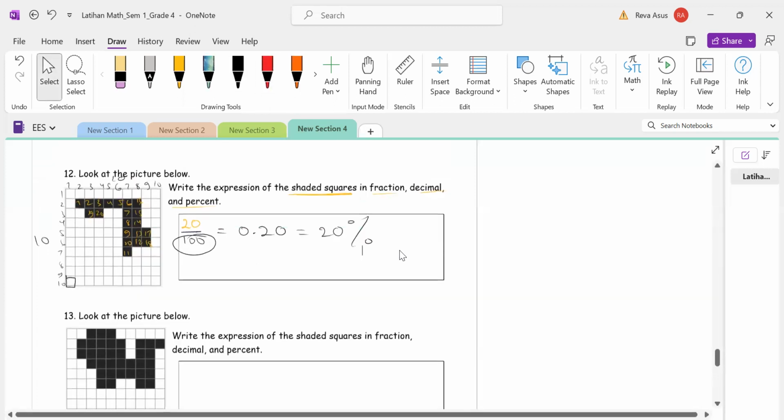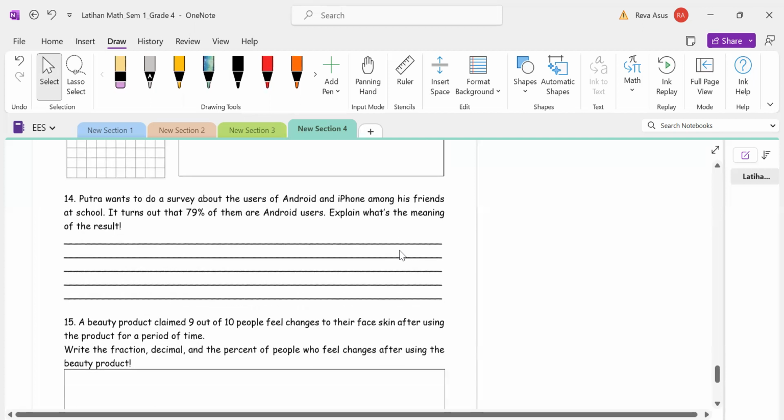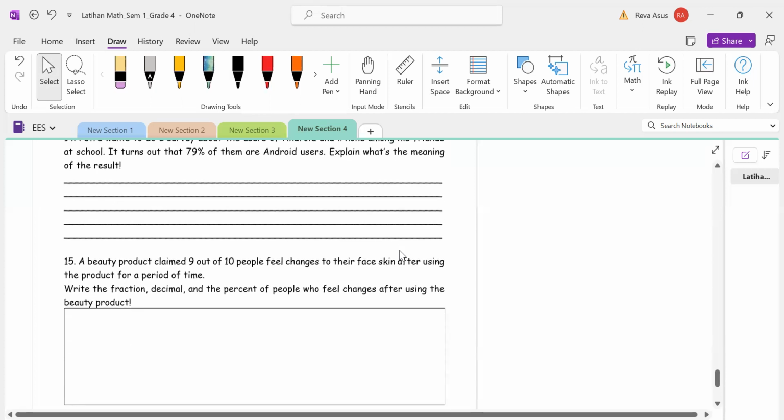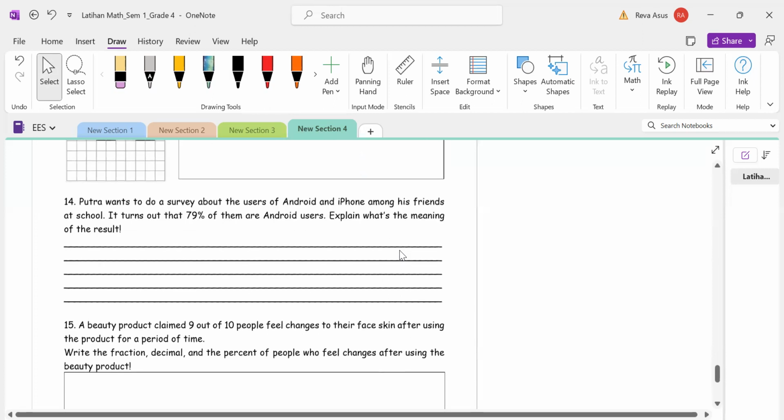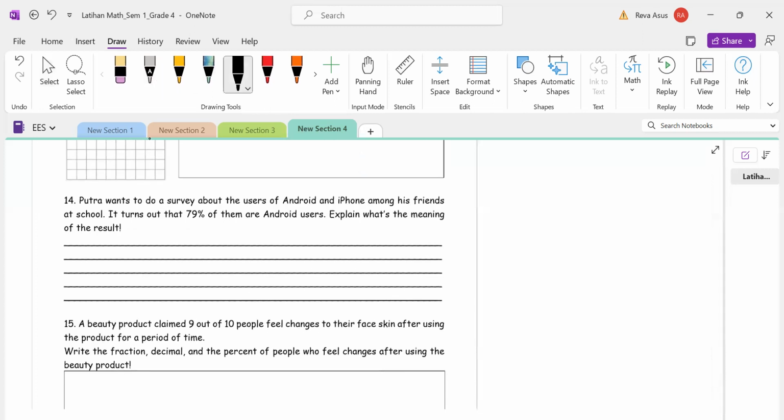Number 13 is the same as number 12. Okay. Now it's number 14. Putra wants to do a survey about the users of Android and iPhone among his friends at school. It turns out that 79% of them are Android users. Explain what's the meaning of the result.